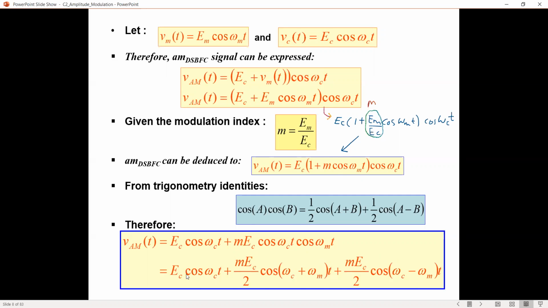You can see from here that there are 3 spectral components. We have 3 terms at frequencies of omega C, omega C plus omega M, and omega C minus omega M. Is it okay so far? Any problem? Okay, let's continue if there's no problem.